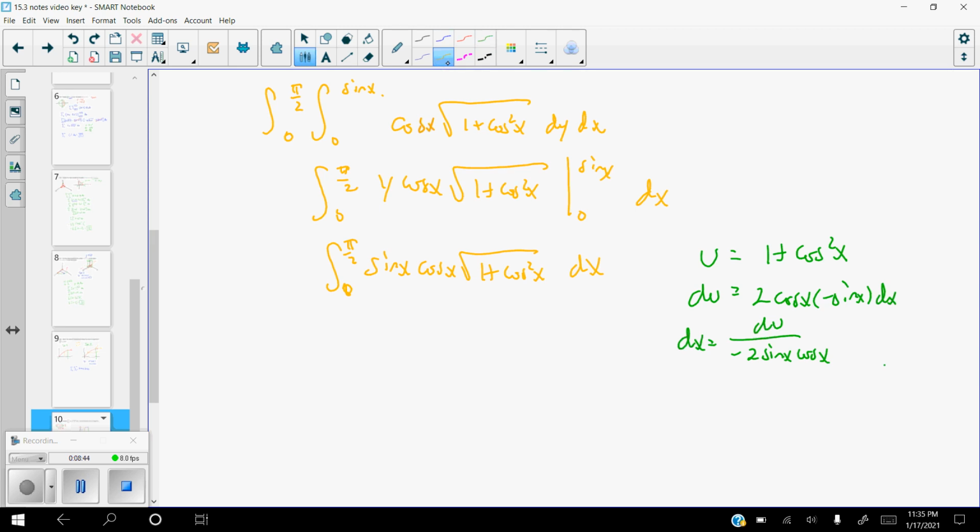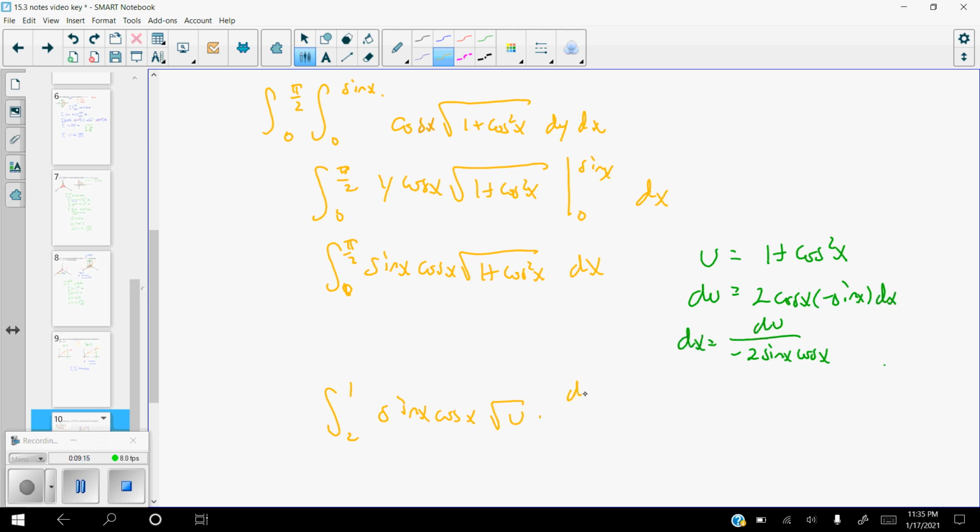All right, do we want to change the bounds? Yeah, let's change the bounds. So if I plug in 0 for x, it's going to be 1 plus cosine squared of 0. Cosine of 0 is 1, so squared is still 1, plus the extra 1 is 2. So we get a 2 down there. Plugging in pi halves, cosine of pi halves is 0, so that just means I'm going to go from 2 to 1.